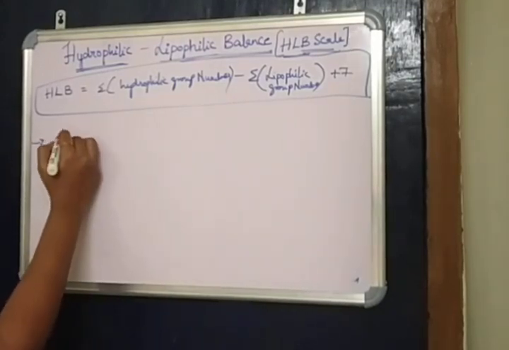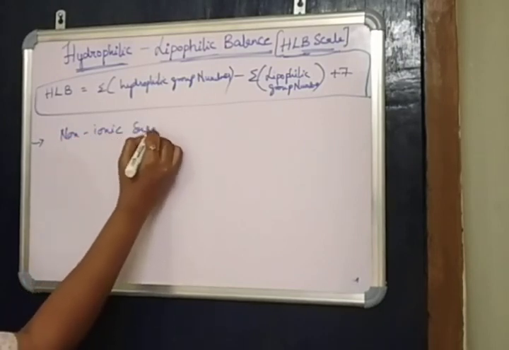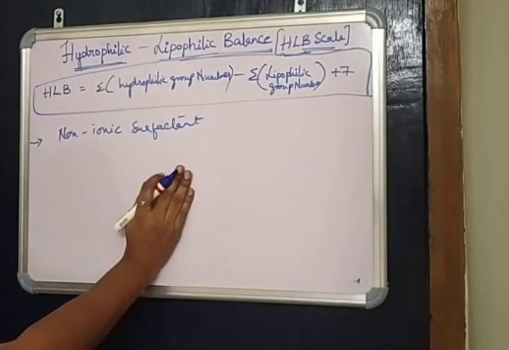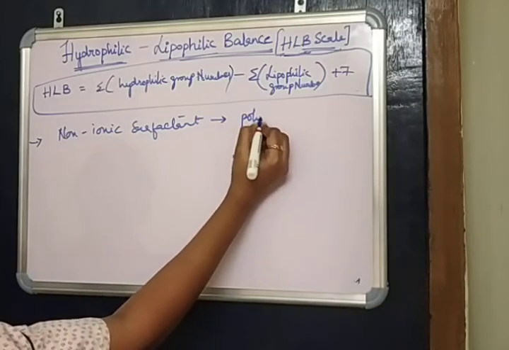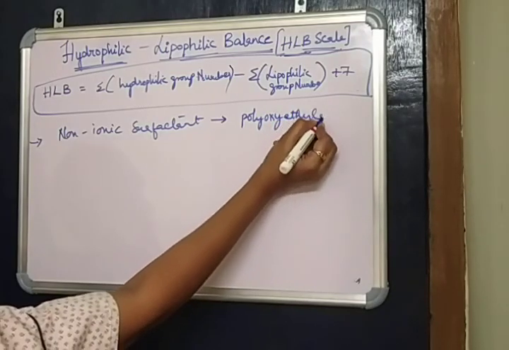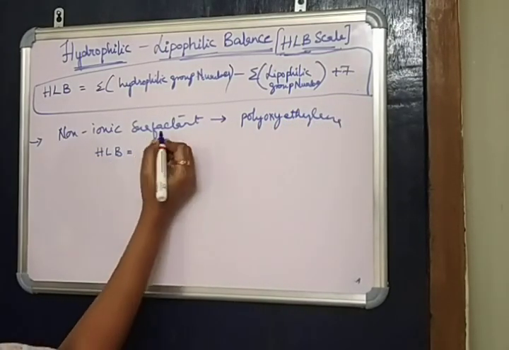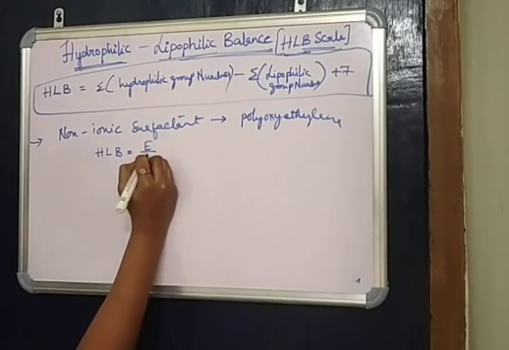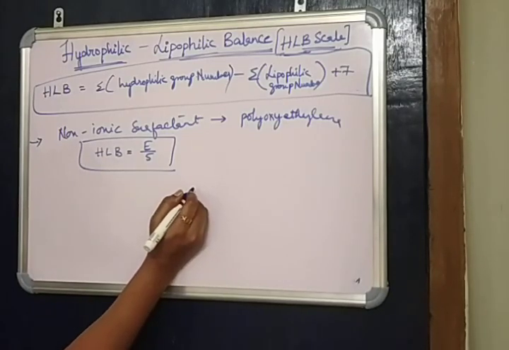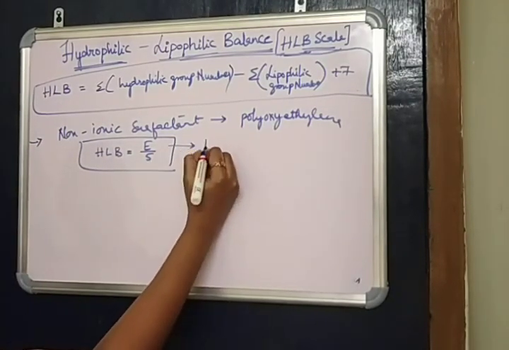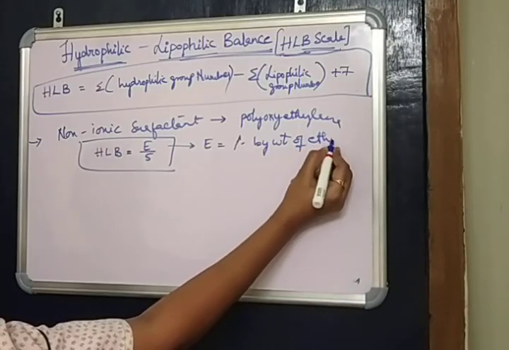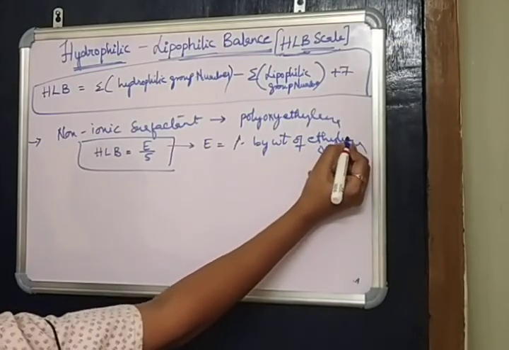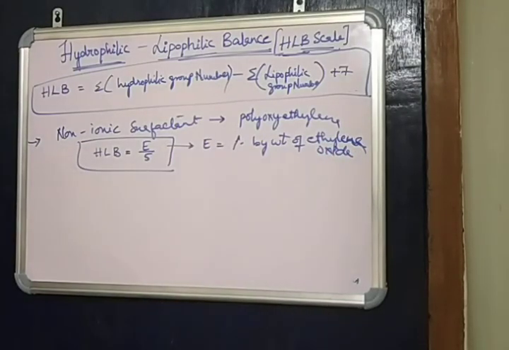For a non-ionic surfactant whose only hydrophilic portion is polyoxyethylene, we determine the HLB using this formula: HLB equals E by 5, where E is the percentage by weight of ethylene oxide.